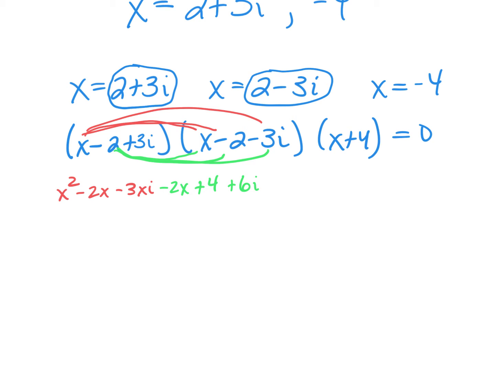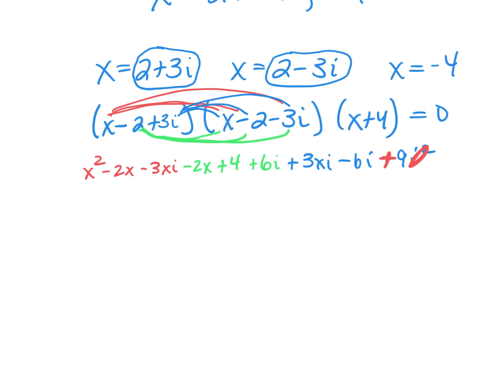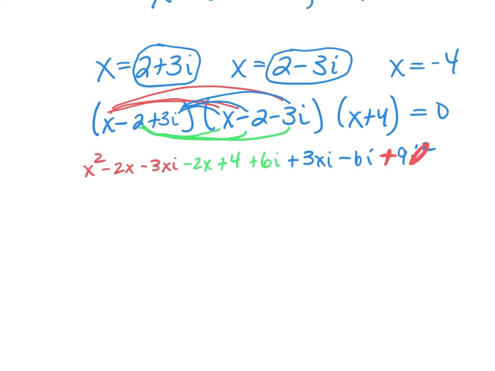Okay, one more color. 3i to x is 3xi or 3ix. 3i to negative 2, negative 6i. And then 3i to negative 3i, negative 9i squared. As soon as I see i squared, I cross it off and change the sign. Does everybody agree with me? Did you see what I just did there? It's a big problem. So let's combine like terms.